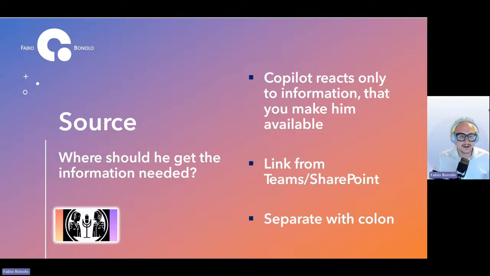And here you see it also. Where should he get the information he needed? That's the question you should ask yourself. So as I said, Copilot reacts only to information that you make available to him. Links from Teams or SharePoint are the best way to give your prompt the needed source. And a small tip from my side: when you add a link, you should separate it with a colon.